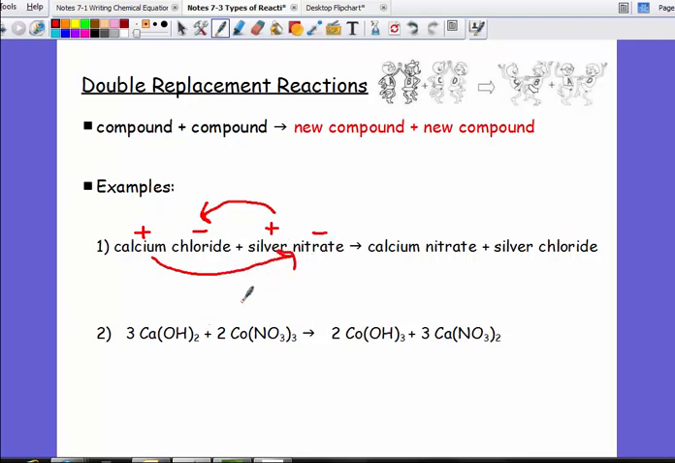In the second example, I'm just showing it to you in a formula equation. Again, calcium's the metal or the positive ion, hydroxide is the negative ion, cobalt's the positive ion, nitrate's the negative ion, so they're just going to switch partners here. Calcium gets together with nitrate and cobalt gets together with hydroxide.